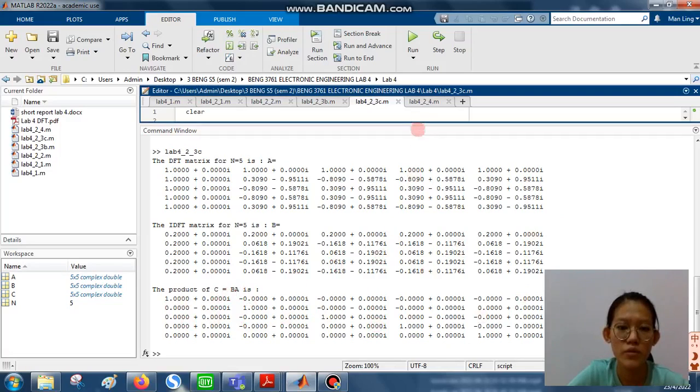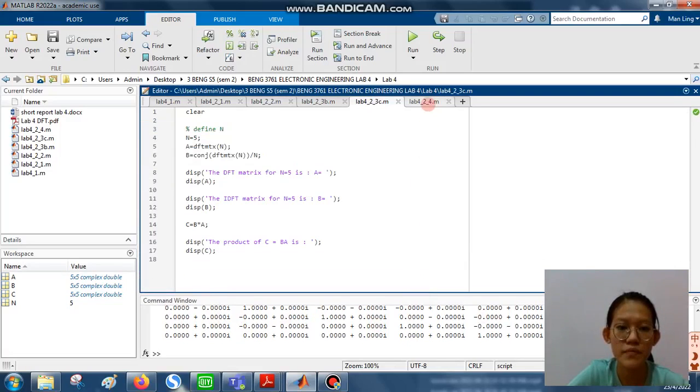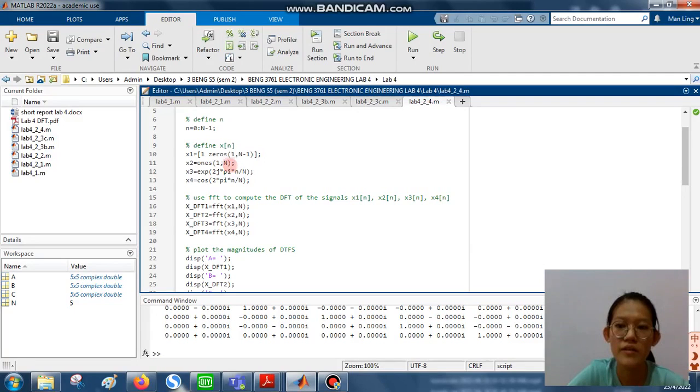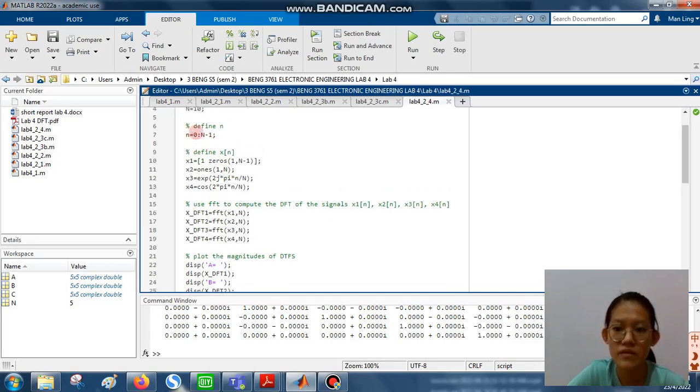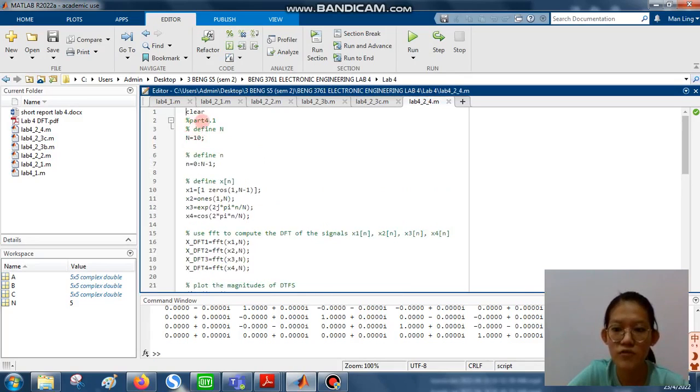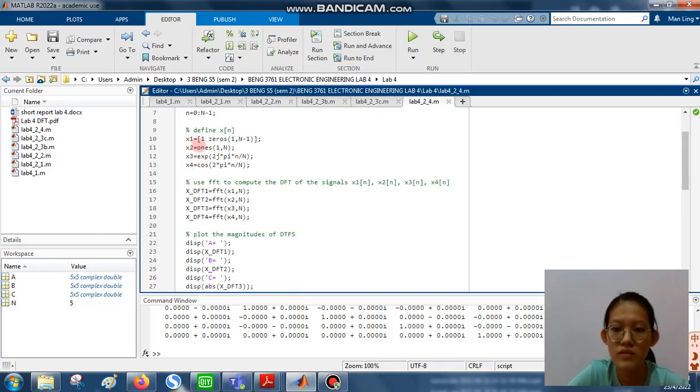Then we do question number 4, in which we compare the DFT equation and the DFT matrix of bracket n by using the FFT functions. You can see that these are the questions for part 4.1: question number 1 is this one, question number 2 is this one, question number 3 is this one, and the last one is this one. Then we write the code by using the FFT functions.